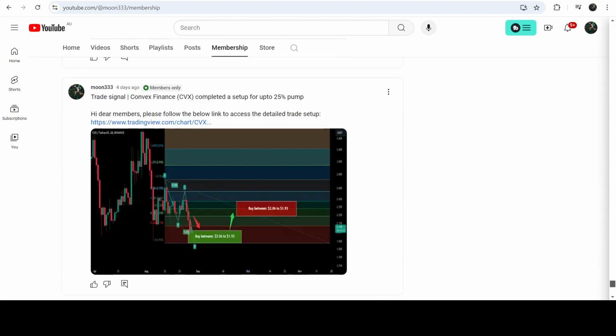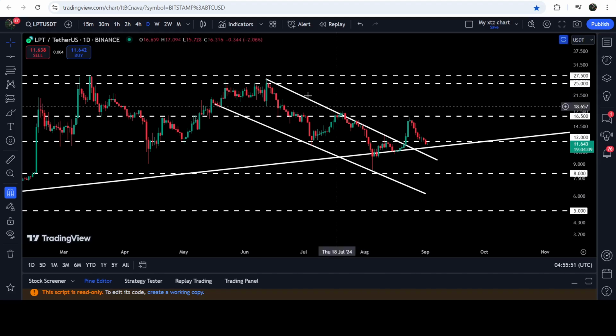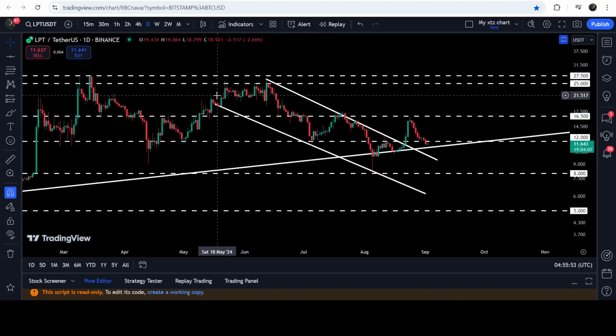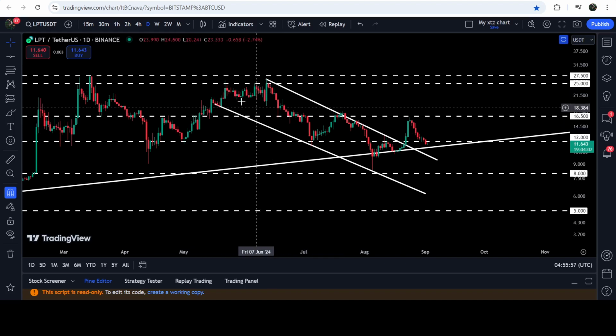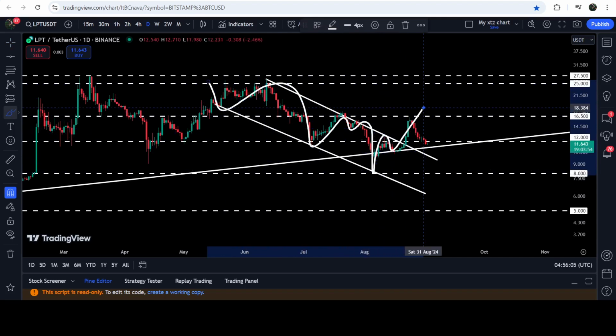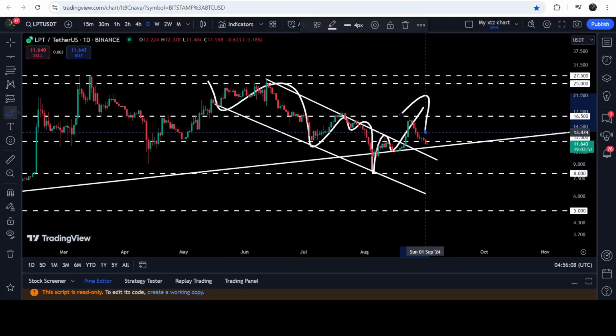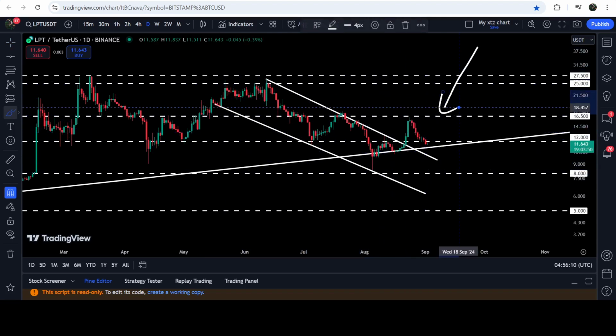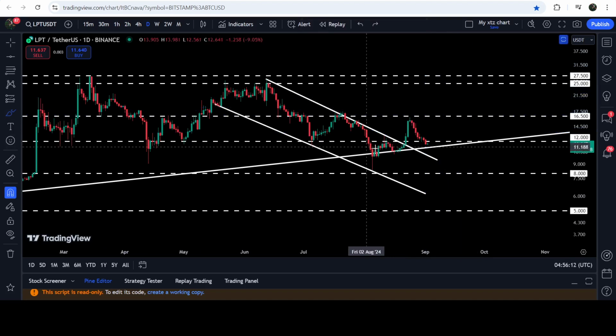Now that would take you to the live chart of LPT, and this is the daily time frame chart. Here you can see that for the past several days since after 17th of May 2024, the price line was moving inside this channel. You can see that we had a bounce here, rejection here, bounce, rejection, bounce, rejection, and finally we broke out of the resistance of this channel but could not break out of this long-term resistance of $16.50. We got rejected, and now we are about to test this uptrend line support.